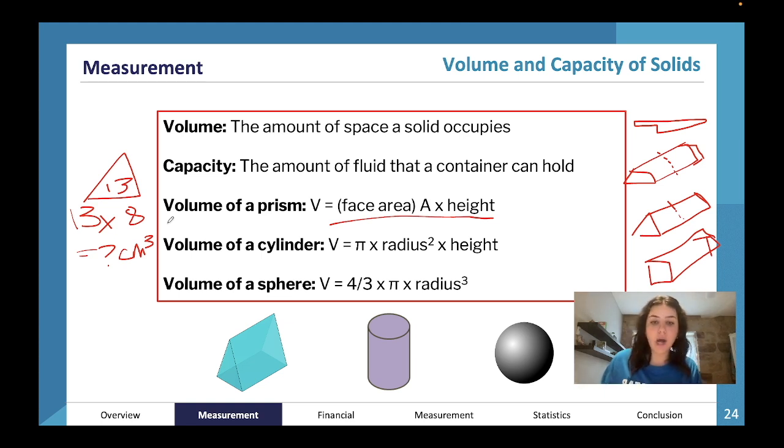Cylinders, volume is pi times radius squared times height. So let's have a look at our formula sheet. Pi times radius squared times height. Not on your formula sheet. Volume of a sphere, 4/3 times pi times radius cubed. We do get that. 4/3 pi r cubed. It's the bottom one here. I always remember anything to do with the 4 is a sphere.